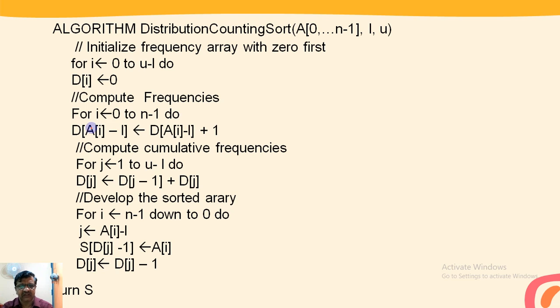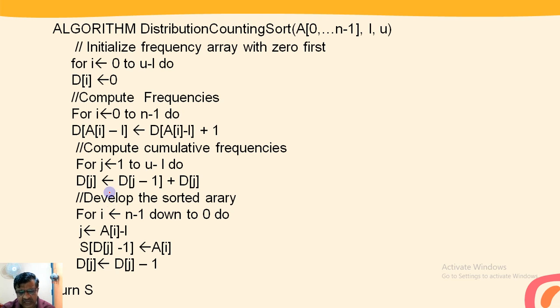Compute the frequencies. We can compute the frequencies by just taking each and every element and counting how many times it repeats. The frequency array is generated, then making use of the frequency array we generate the distribution array. Therefore the distribution array starts from 1 to u minus L, upper limit minus lower limit. It starts from 1 because the first element's frequency itself is the cumulative frequency. Therefore cumulative frequency is calculated over here.